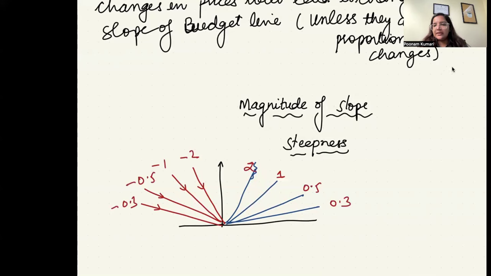So ma'am, did we say that steepness of slope creates a problem? Problem in what? Oh, I don't remember saying that.